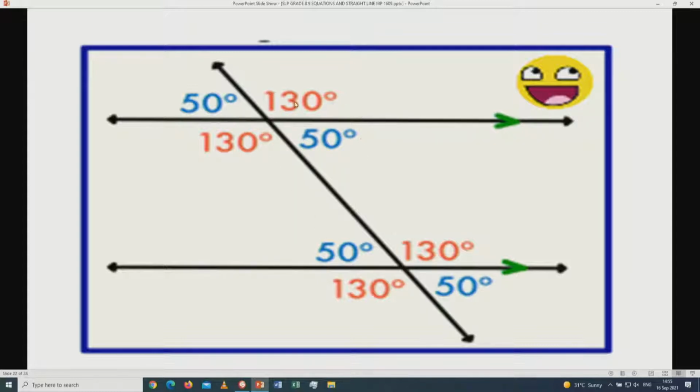Remember your angles on a straight line add up to 180. Remember the co-interior angles. They are between the parallel lines on the same side of the transversal. When you add them, it is 180. That's the picture that we get from parallel lines.